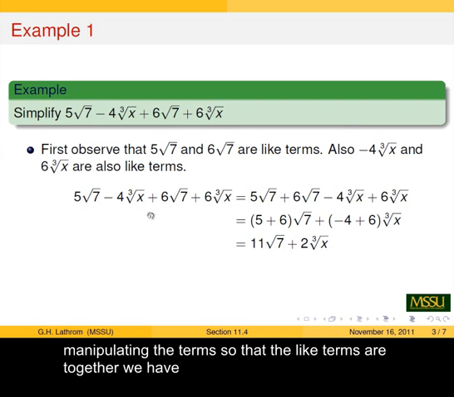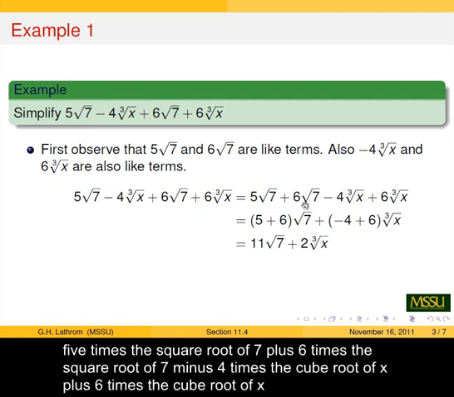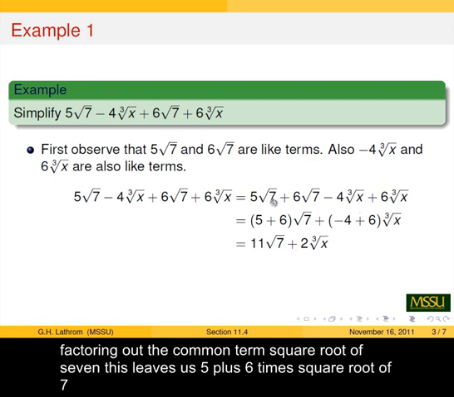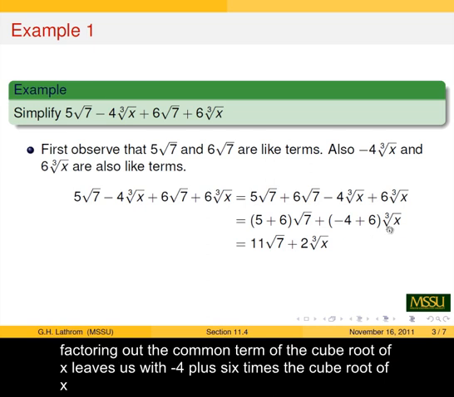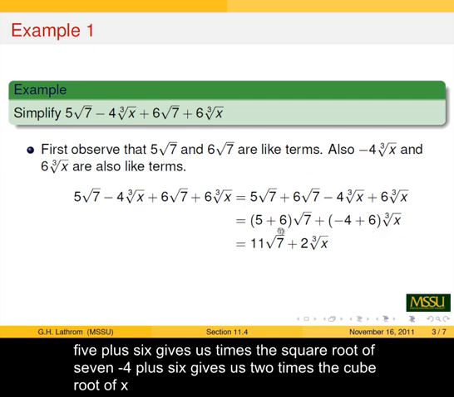Manipulating the terms so that the like terms are together, we have 5 square roots of 7 plus 6 square roots of 7 minus 4 times the cube root of x plus 6 times the cube root of x. Factoring out the common term of square root of 7, this leaves us 5 plus 6 times the square root of 7. And factoring out the common term of the cube root of x leaves us with negative 4 plus 6 times the cube root of x. 5 plus 6 gives us 11 times the square root of 7. Negative 4 plus 6 gives us 2 times the cube root of x.